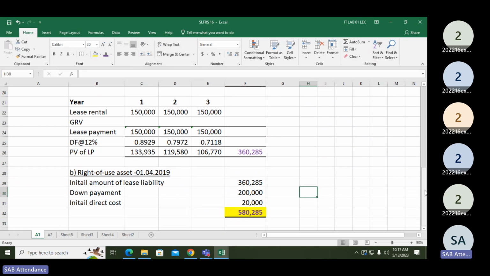Right. Now we can prepare the right of use asset account, lease liability account and accumulated depreciation account. Right. Once you have this, you can have the 3 accounts, same as what we did in the previous section.